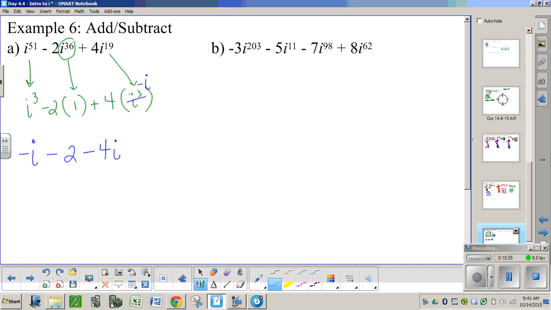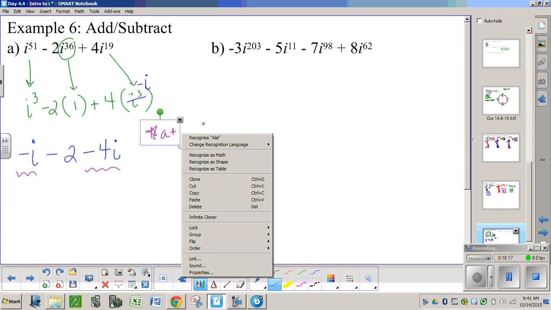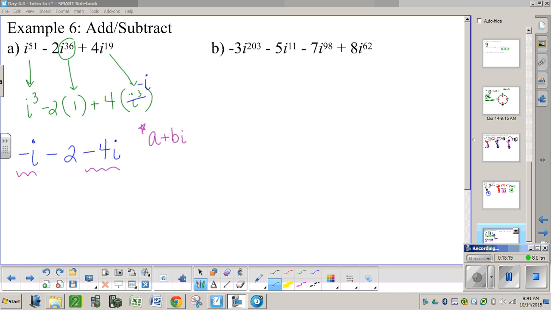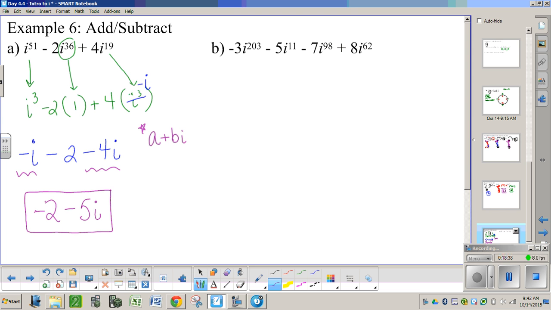i's act as like terms. They're just like your variables. So I can take negative i and combine it with a negative 4i. Remember, though, your a plus bi form. That's the form your complex numbers have to be in. So your real number has to come first. So negative 2 comes first, then negative 5i. So negative 2 minus 5i is your answer.